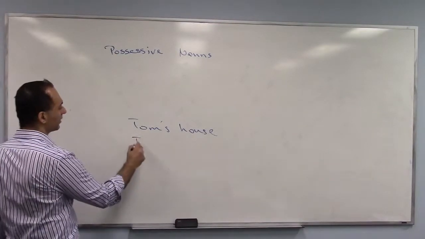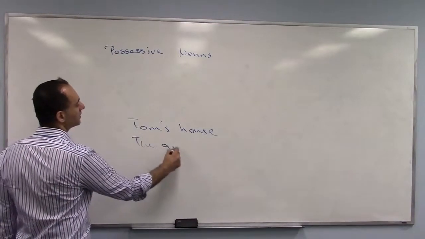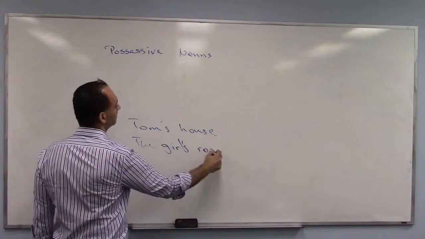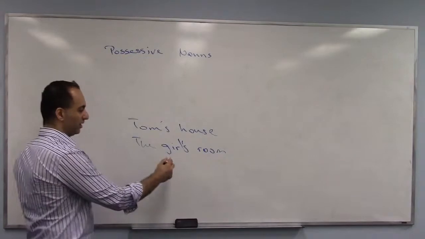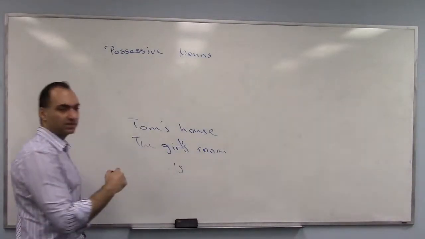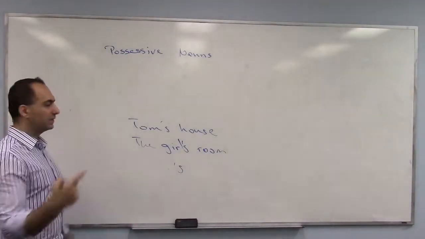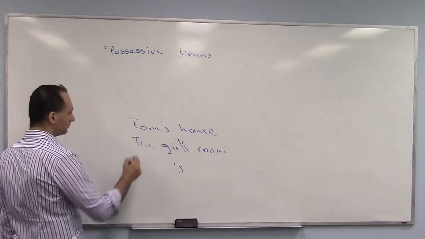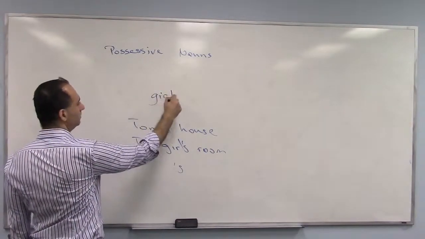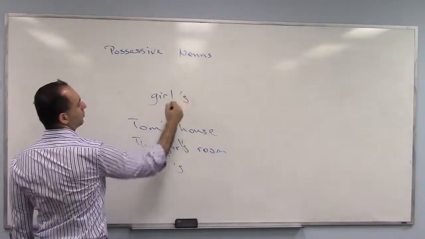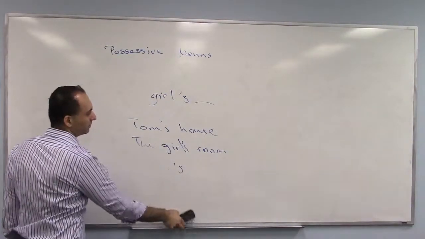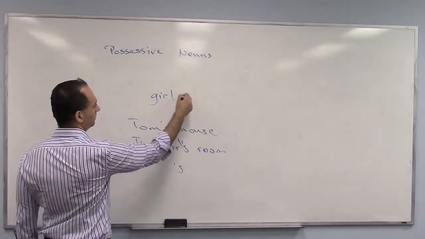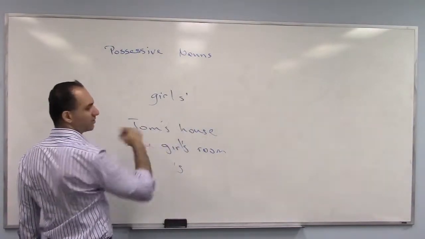It's just that when we say the girls' room, apostrophe S. Now if it's one girl, it's the girl's room, apostrophe S. If it's two girls, what happens? If it's plural, it's S apostrophe. So we just add one apostrophe.